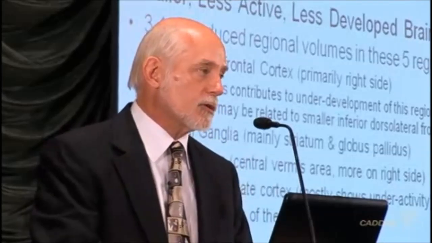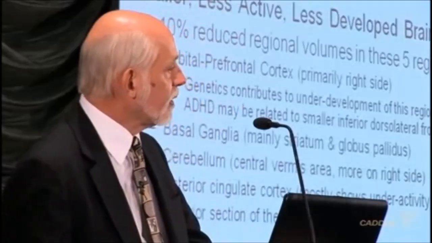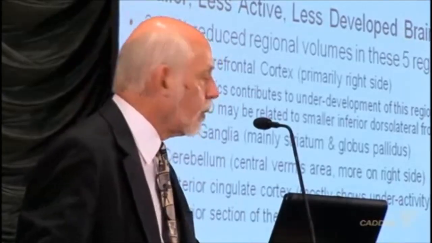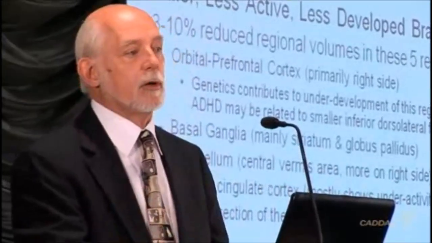Now, the 5 structures of the brain that are implicated in this disorder are interconnected, so it's not as if they're independent. If one is smaller, we would expect to see that across the entire network would be smaller as well.